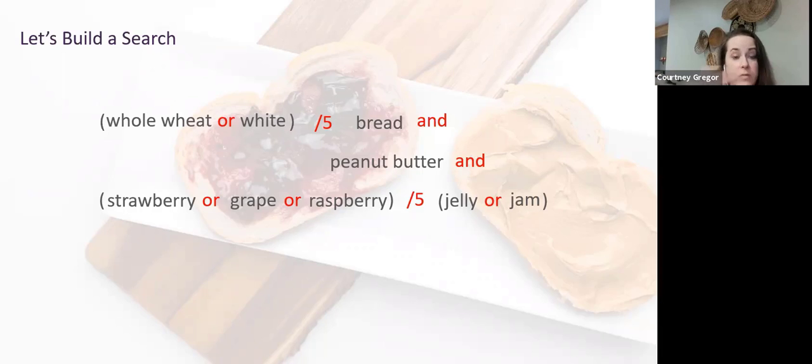So I want to get all those peanut butter and jelly sandwiches that talk about banana out of my result set. This is where we use that "and not" command. So I'm going to add in banana, but I'm going to say "and not banana." You have to be careful.